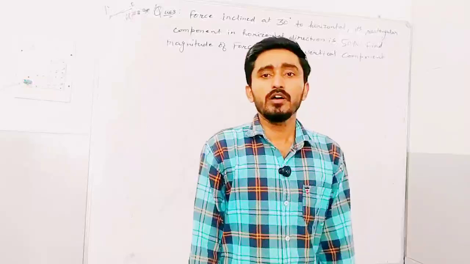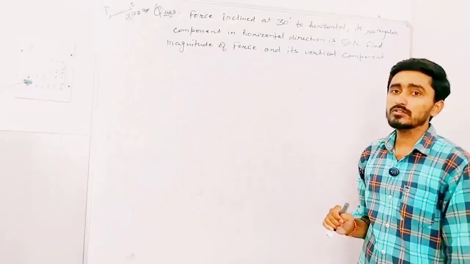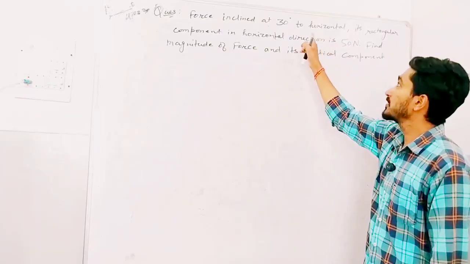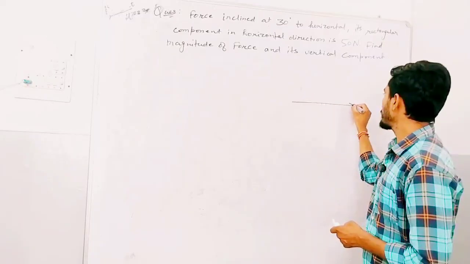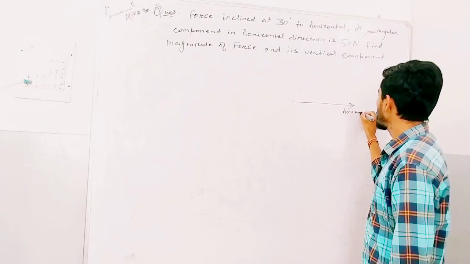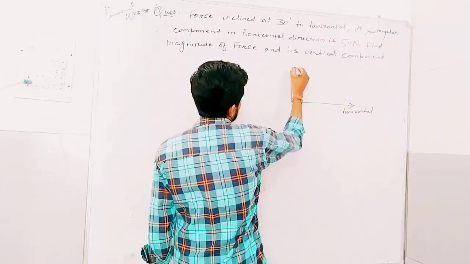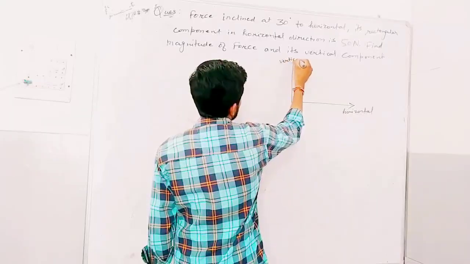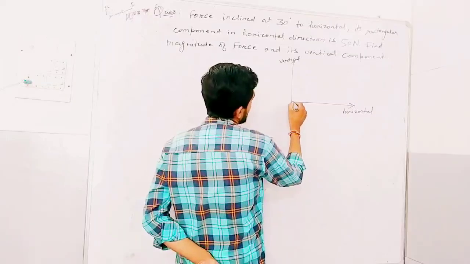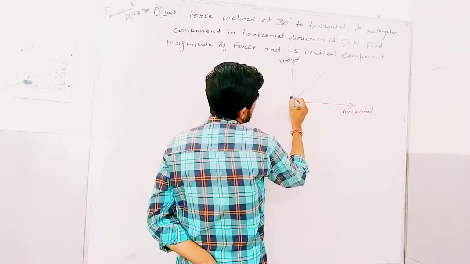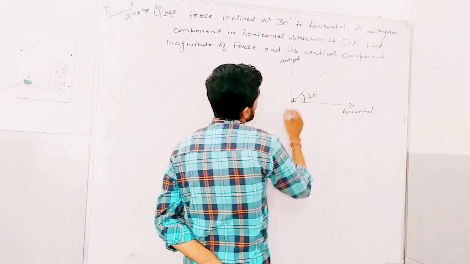So again in this question we are given a force that is inclined with the horizontal. That force is making a 30-degree angle with the horizontal. It's like this. This is the horizontal plane, horizontal, and this is vertical, and the force is making what angle? 30 degree. For example, this is the applied force. Applied force is making 30 degree with horizontal.